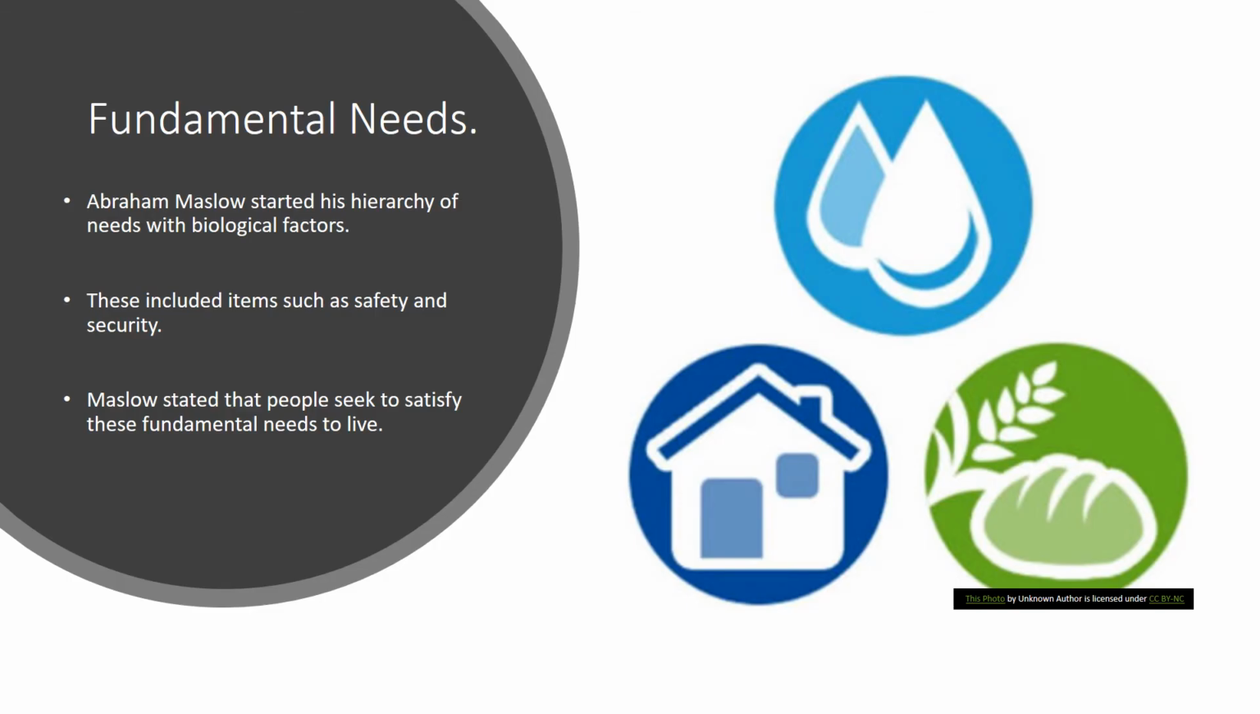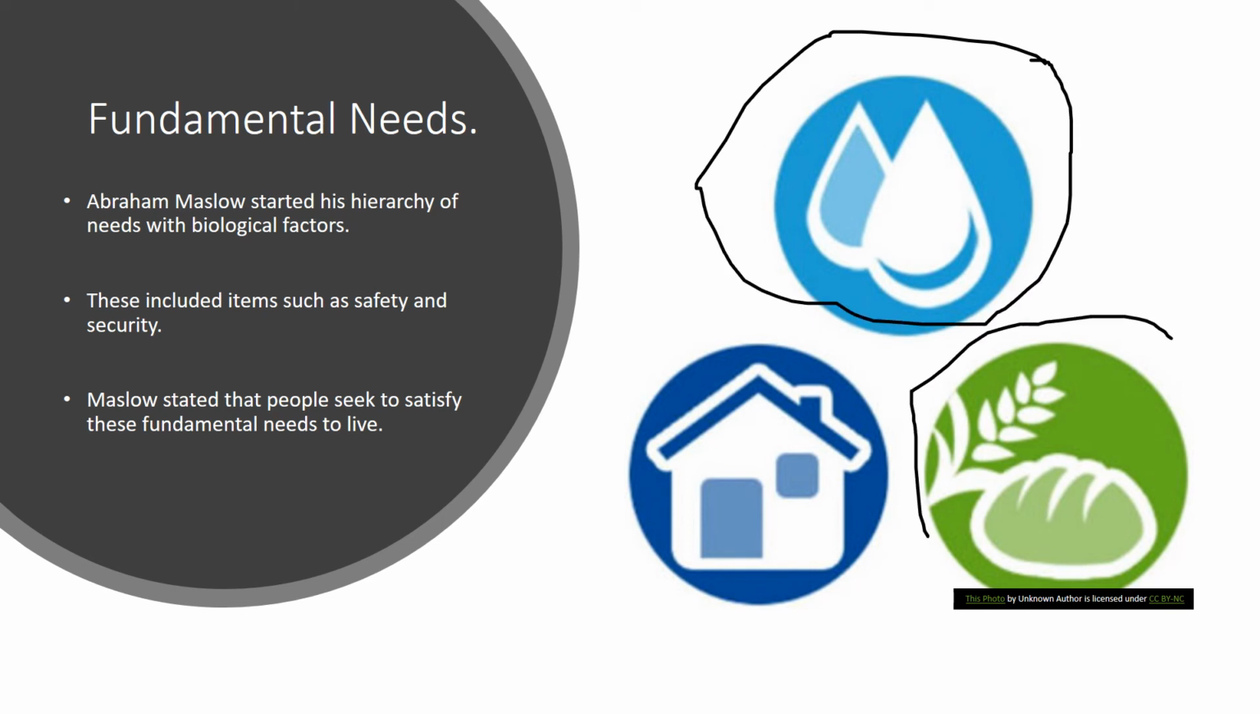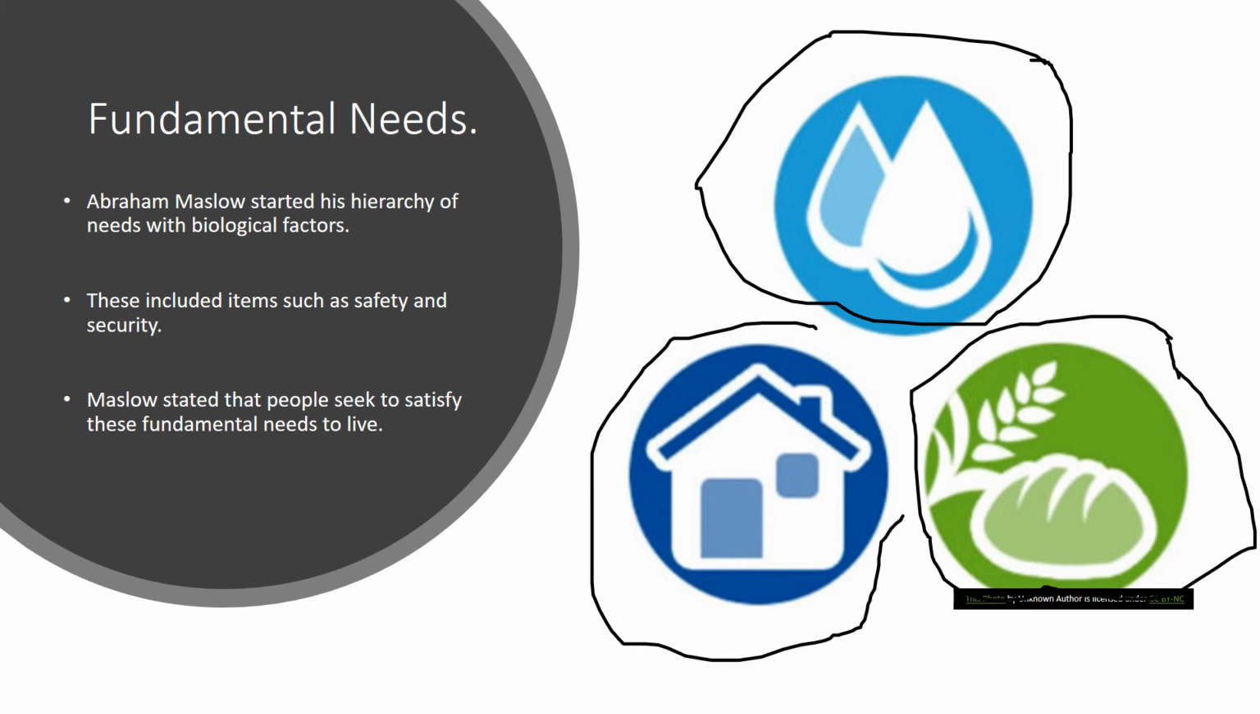So the first level was the fundamental needs. Abraham Maslow started his hierarchy of needs with biological factors. These included things such as safety and security. Maslow stated that people seek to satisfy these fundamental needs to live, such as water, for thirst. We also need food. We need something to sustain us, right? And we also need something to protect us, or safety. So we need a home or something like that. Those are the basic biological needs that we need to seek and fulfill first.